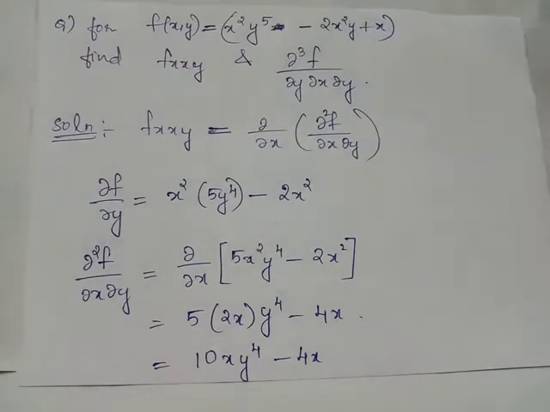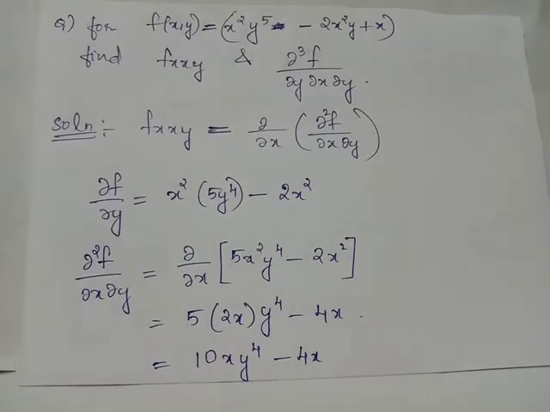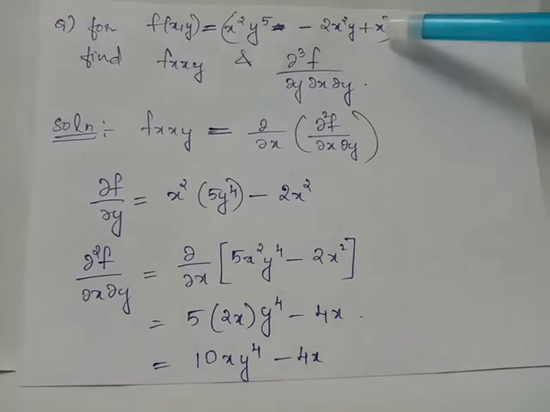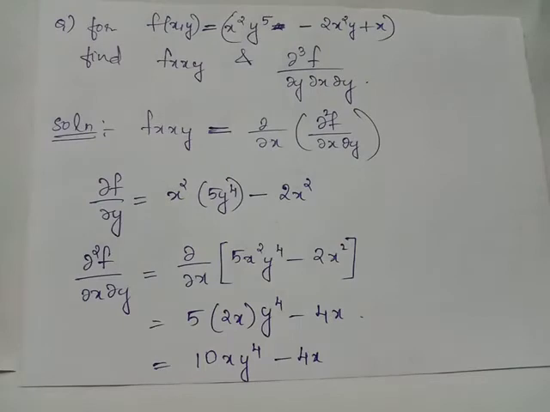First term, when differentiated with respect to y treating x as a constant, we will get the term x² into 5 times y⁴. When this term is partially differentiated with respect to y treating x as a constant, you will get 2x² into the derivative of y with respect to y, which is 1. When the last term is differentiated with respect to y treating x as a constant, the derivative will be 0. Therefore, we have ∂f/∂y equals 5x²y⁴ − 2x².